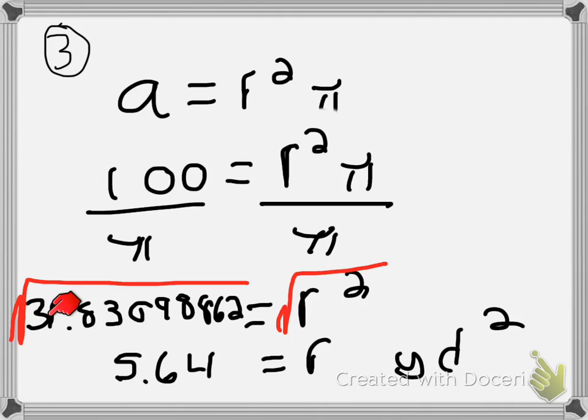And over here, if I square root 31.830988862, I'm asking myself, what number times itself is 31.830988862? Well, I don't know that, actually, but I can use my calculator and the square root key, and it tells me that 5.64 times 5.64 is about equal to this. I rounded to the nearest hundredths, and so my radius must be about 5.64.